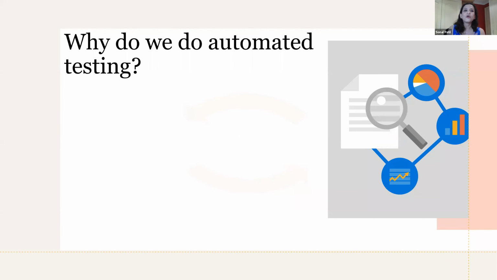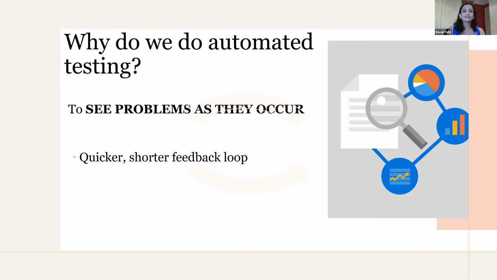Another question, why do we do automated testing? And the answer to that is to see problems as they occur. If we wish to build a safe, resilient system of work, we need to constantly test not just our code, but also the design and operating assumptions. We want this to provide a shorter, quicker feedback loop.